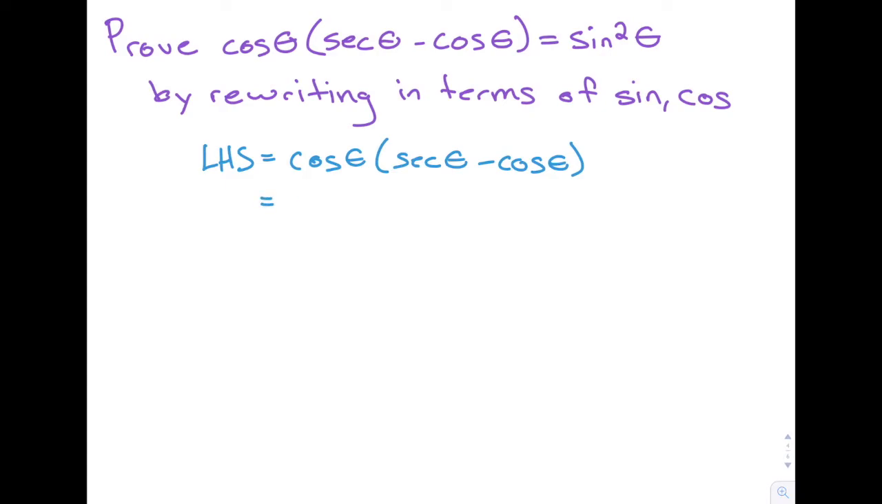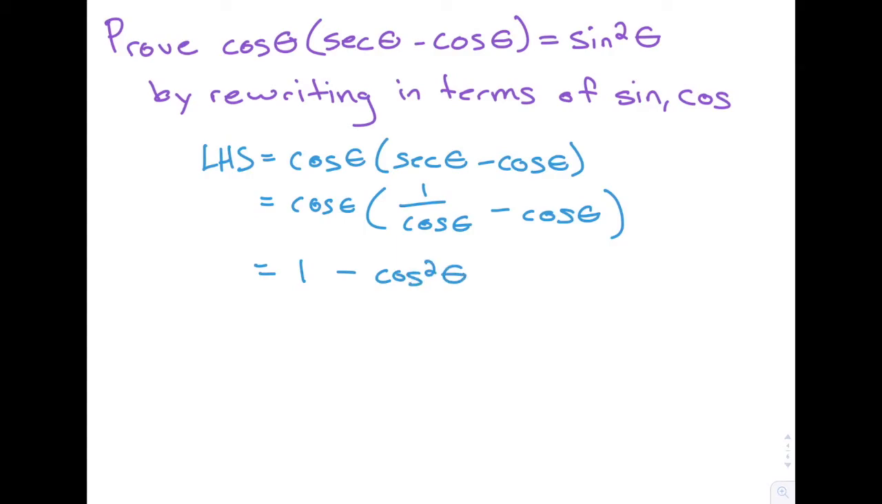So secant theta, we know that secant theta is just 1 over cosine theta. And then we have minus cosine theta. If we distribute the cosine theta that's outside the parentheses, we end up with 1 minus cosine squared theta. And then by our Pythagorean identities, we have sine squared theta, and that equals our right-hand side.